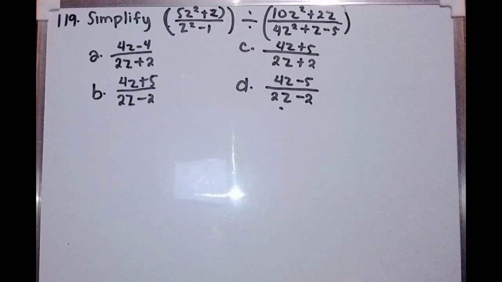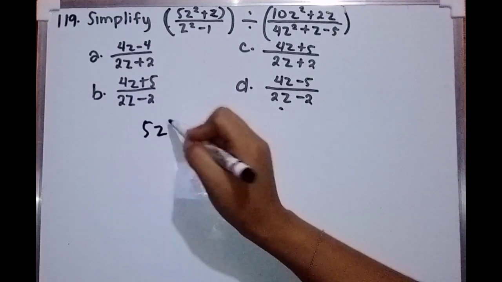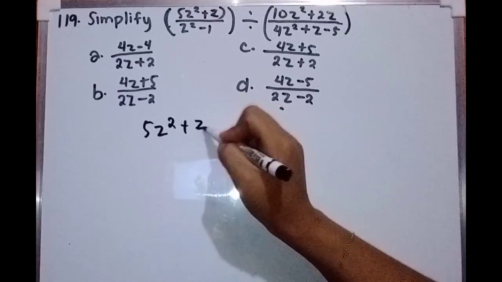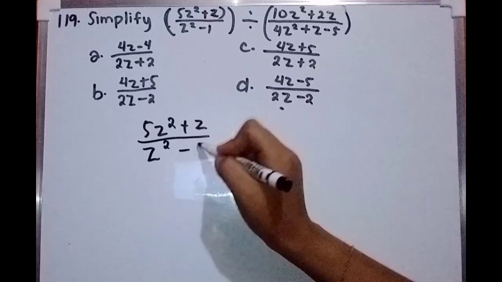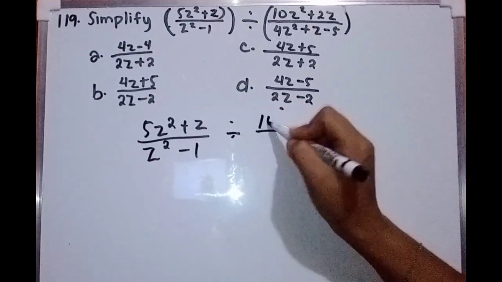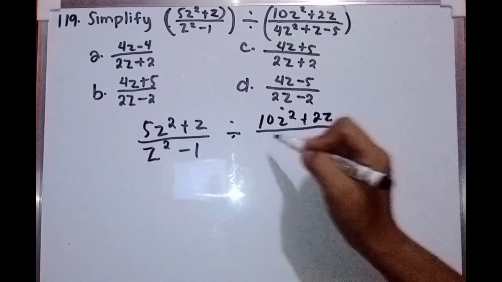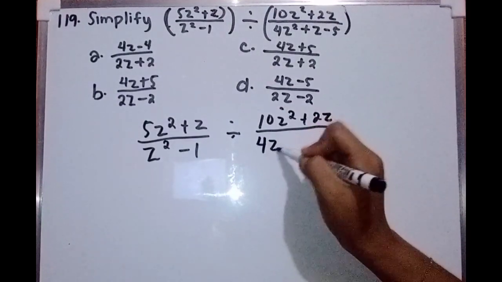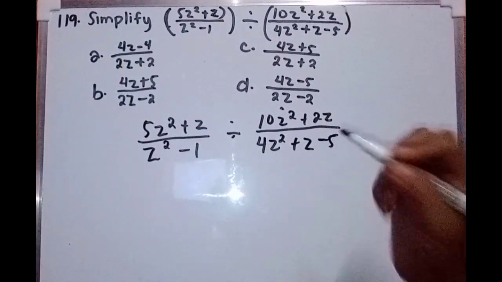Let's move on to 119. Simplify (5z squared plus z) over (z squared minus 1), divided by (10z squared plus 2z) over (4z squared plus z minus 5).